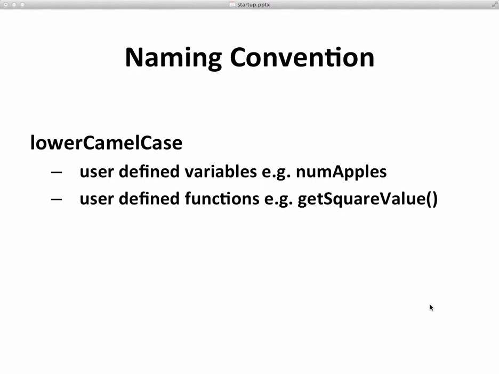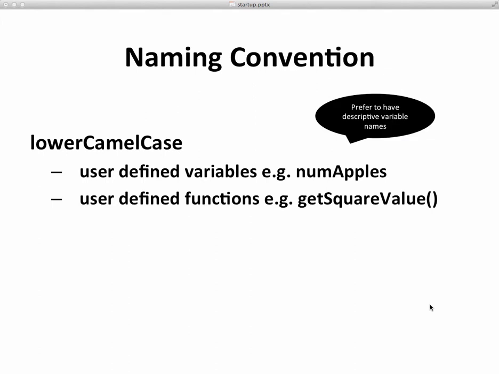In the same way, if I want a function that returns a square value, then I will name it getSquareValue. I prefer to use descriptive variable names, and similarly for my functions I prefer to use verbs so that it is easy to distinguish.